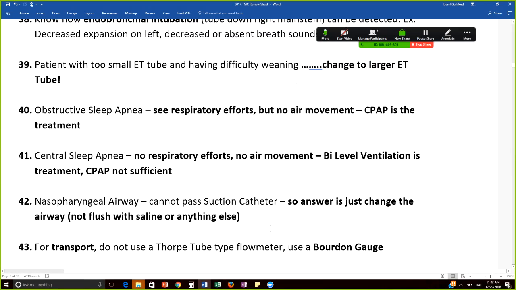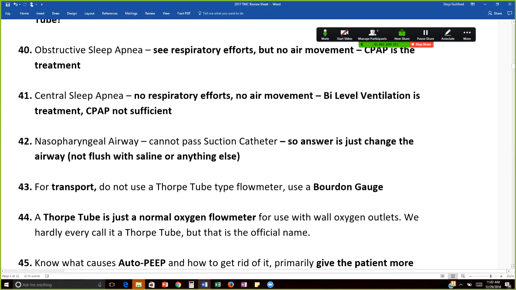Obstructive versus central sleep apnea, very important to understand the difference. In obstructive sleep apnea, you will see respiratory efforts. The patient's trying to breathe, but they're not able to move air because they're obstructed. CPAP is the treatment that works for millions of Americans with that problem.